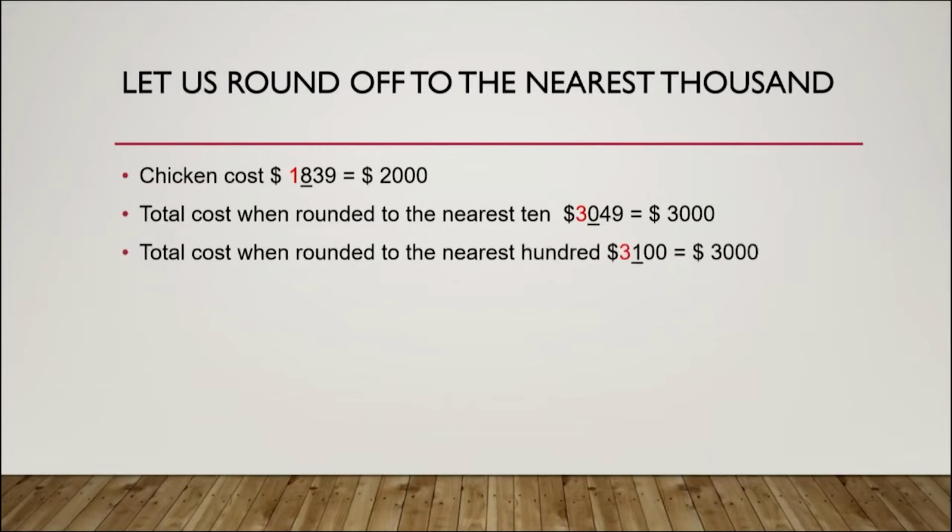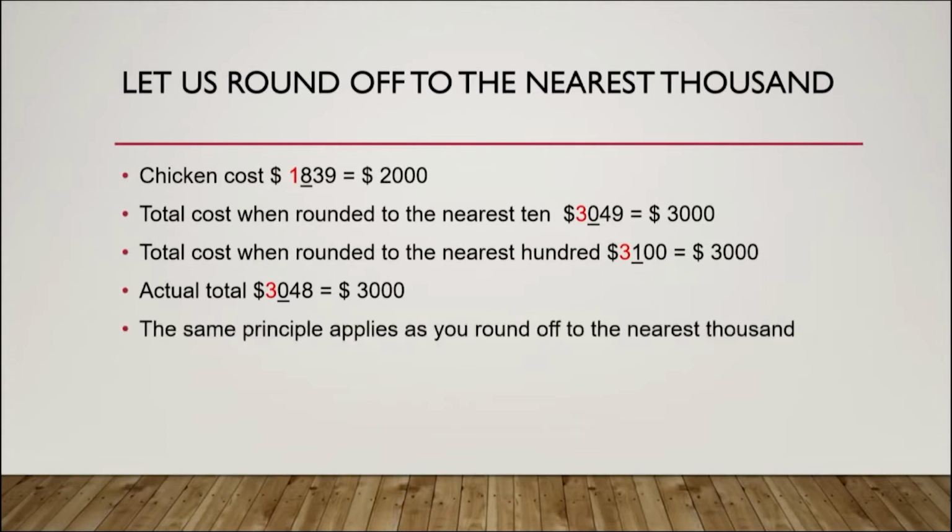All right, the total cost when you round off to the nearest hundred was 3,100. 3 is in the thousand place, same way. 1 is less than 5, so we round down to 3,000. And the actual total, when you add it up without rounding off, was 3,048. Rounded to the nearest thousand is 3,000.